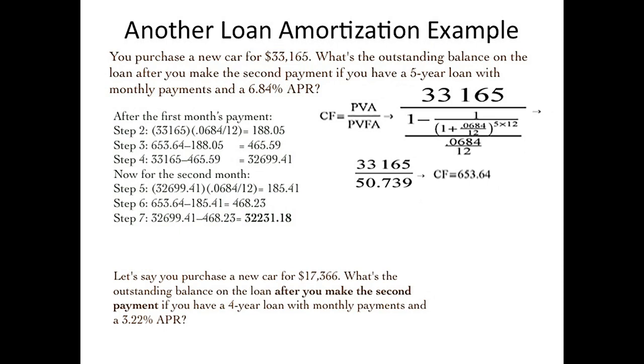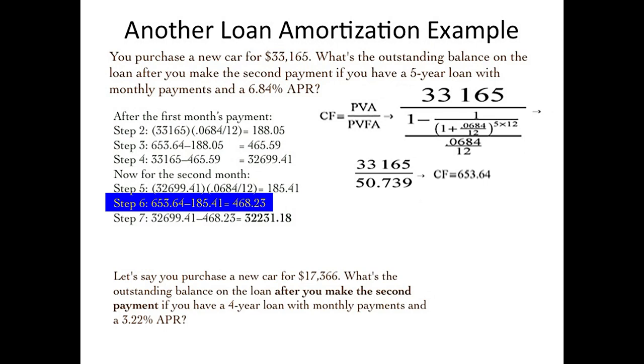Now you have to go through this process again because remember, the problem asks you for what's happening after the second payment. So repeating the process, basically, you find out what is the interest generated on the loan in the second period. Now here, there's a subtle shift because your principal outstanding is no longer the initial amount, but it's that reduced amount of $32,699.41. That's your principal outstanding. And so your interest will be calculated on that amount. That's the thing you need to pay attention to in this problem. And that interest is $185.41, which then you subtract out from your equal payment of $653.64.